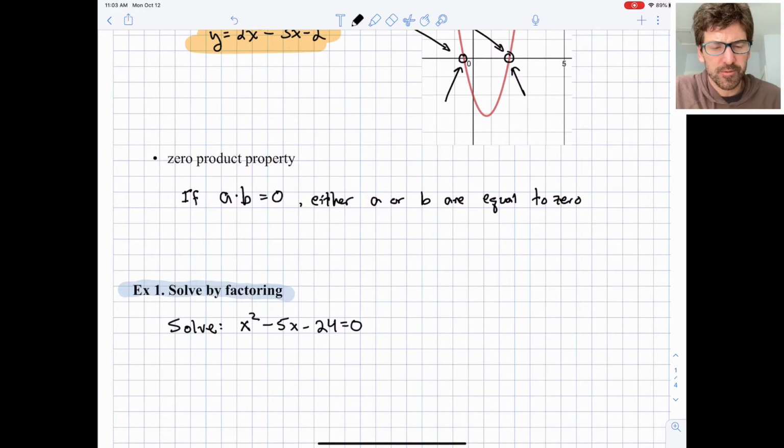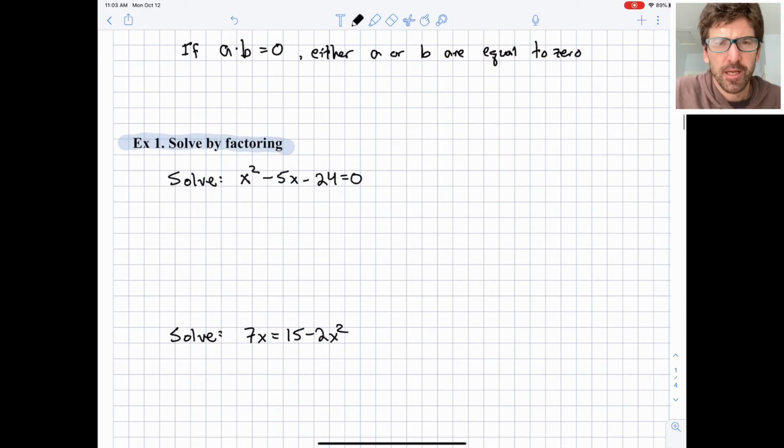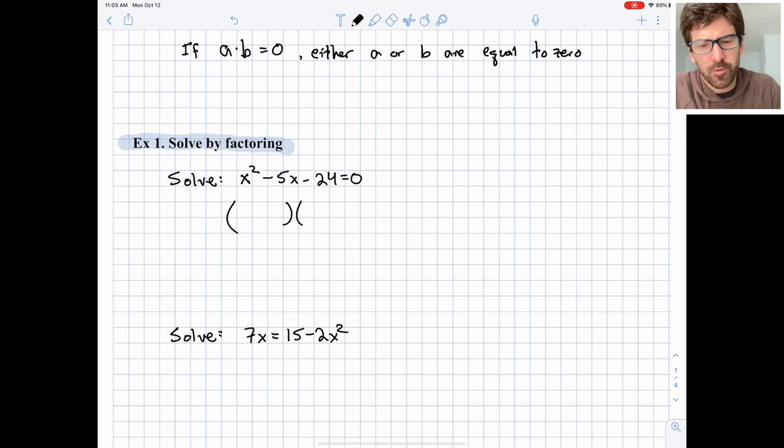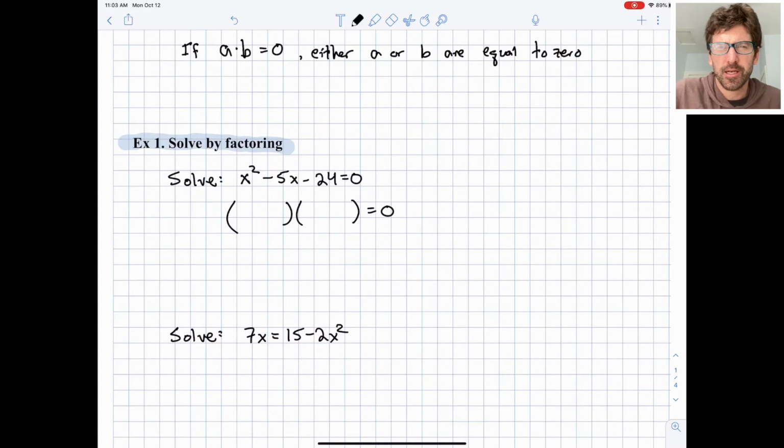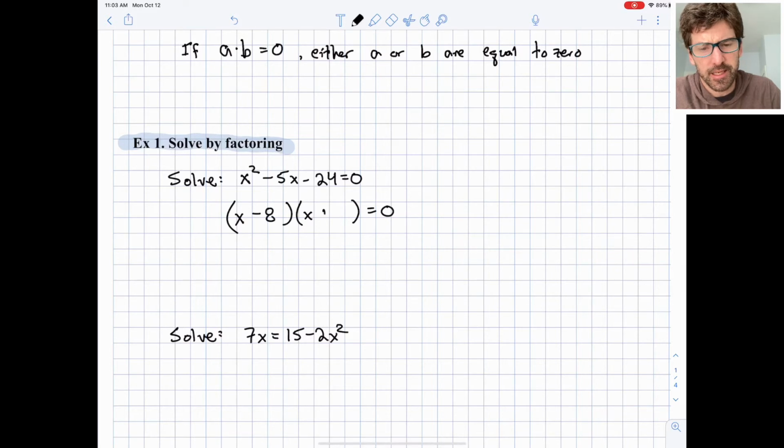So let's look at this first one. Solving by factoring. A beginner algebra student might think, okay, let's add 24 to both sides, but then we get stuck. What do we do with the 5x? What do we do with the x squared? The way we want to solve these is by factoring, and we can factor this quadratic trinomial into the product of two binomials, and it will end up looking like this. x minus 8, x plus 3. I won't do any reminders on factoring here. There are other videos for that.